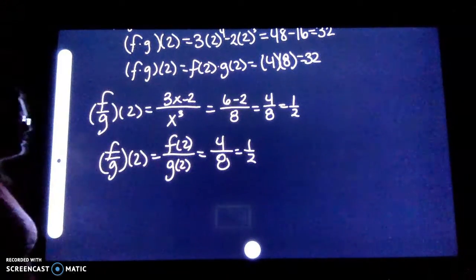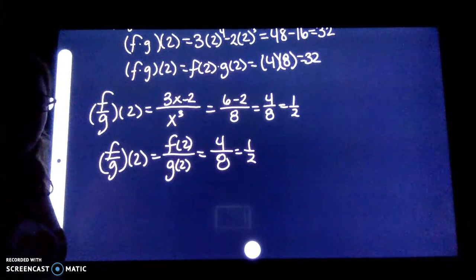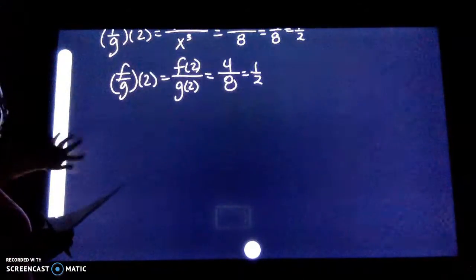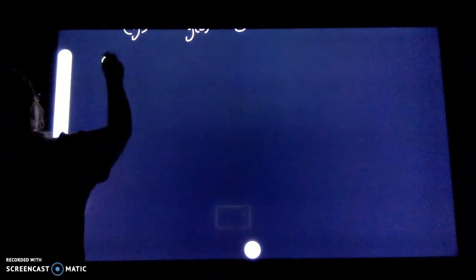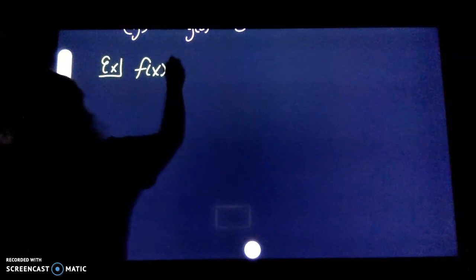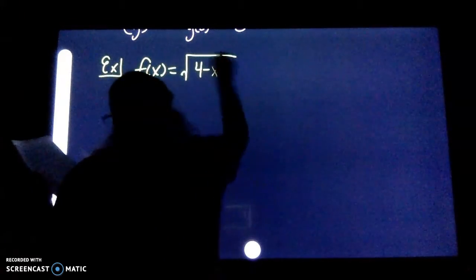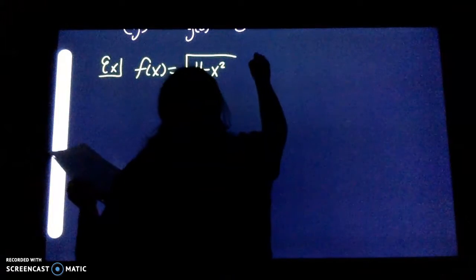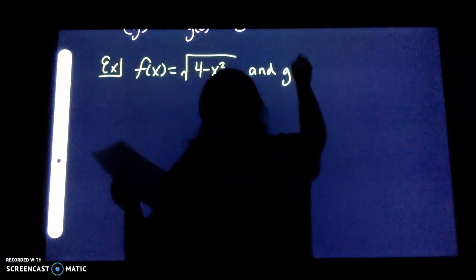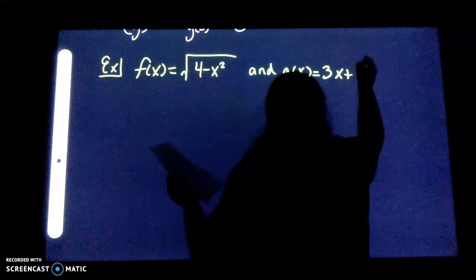So it is entirely your choice which direction you would like to go with this. Let's go ahead and do another example. We're going to say f of x is equal to the square root of 4 minus x squared, and g of x is equal to 3x plus 1.